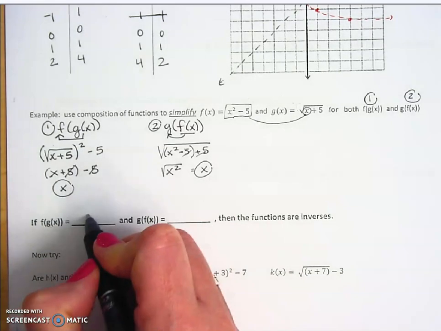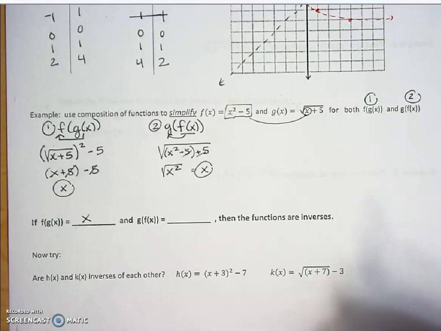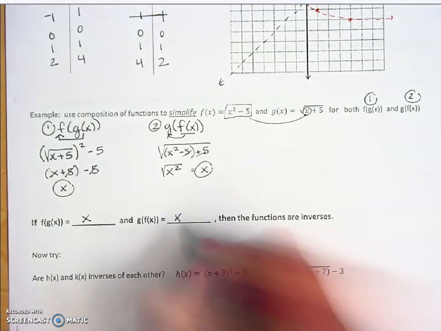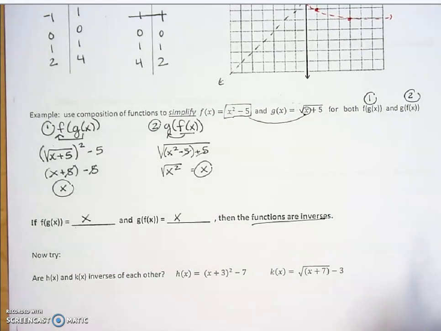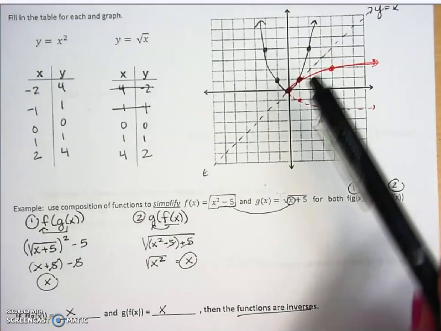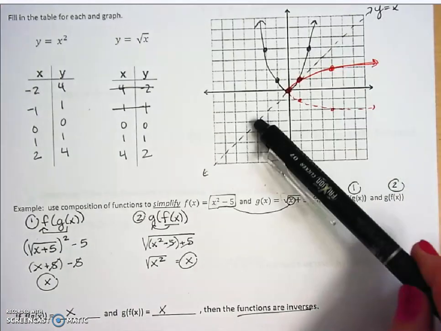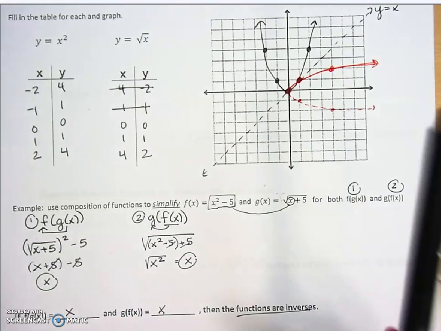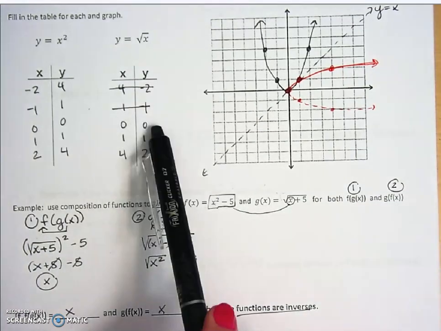So if f of g of x simplifies to x and g of f of x simplifies to x, then the functions are inverses. So if we were to graph them, they would reflect over this line y equals x. If you made a table of them, their x's and y's would be switched.